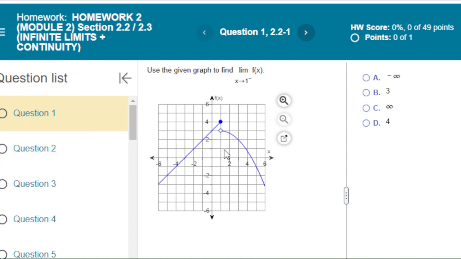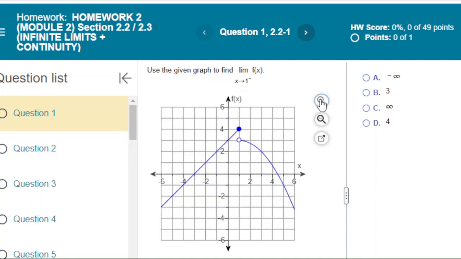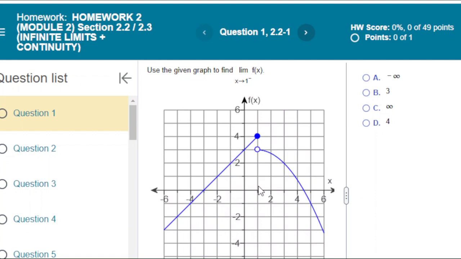So this first one actually doesn't have to do with an infinite limit. This is just to remind you what a limit is as we approach some number from the left or the right. So here we have, what's the limit as x approaches 1 from the left of this function f of x? And notice here, as we approach 1 from the left, it's getting closer and closer to 4. So the left-hand limit is 4.